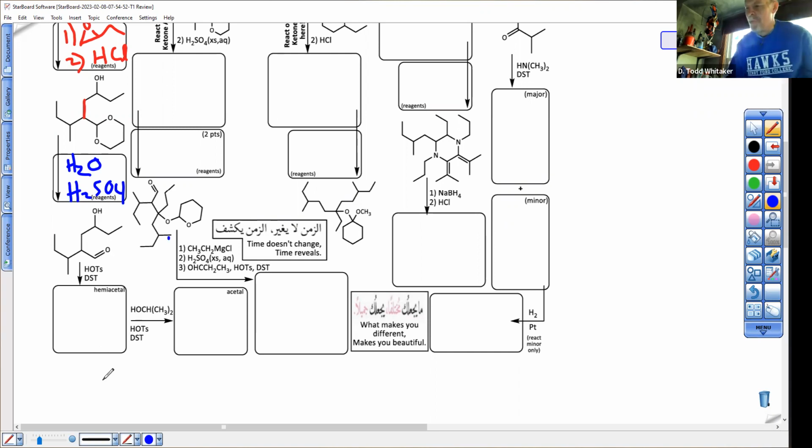1, 2, 3, 4, 5. Draw a pentagon with an oxygen in a corner. If you're having trouble visualizing, always feel free to use numbers. I'll call the O number 1. 2, 3, 4, 5. Now make sure the stuff that was on the other molecule is on this molecule. Carbon 2 has an ethyl.